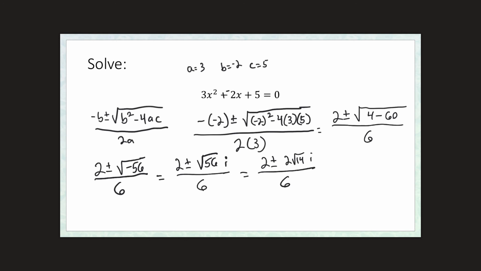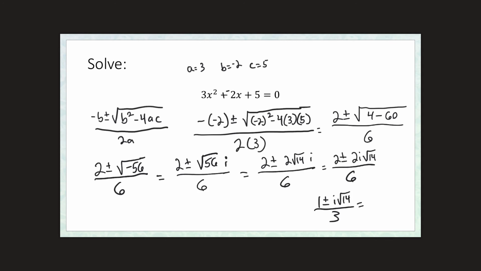And a lot of times you write the i with the coefficient of that radical. So we can do that. 2 plus or minus 2i times the square root of 14 over 6. Now we're not done simplifying everything. The 2 that was our b and the 2i and the 6 are all even numbers, so we can divide each of those by 2 and get our final solution, which is 1 plus or minus i times the square root of 14 all over 3. Just dividing each of those coefficients by 2.